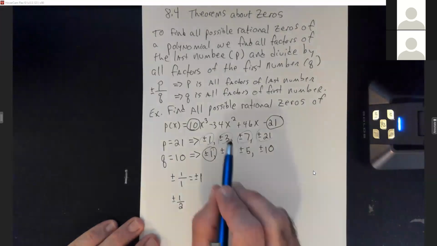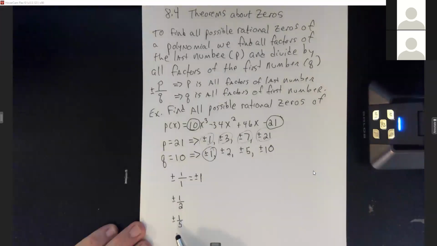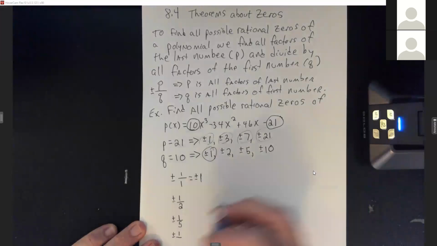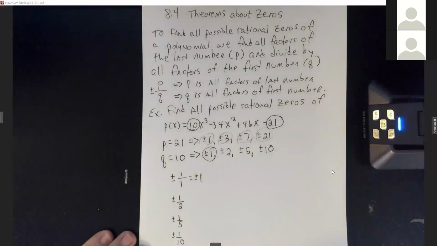Then I take my 1, and I divide by the next Q, which is a 5. All right, that doesn't reduce, so then I take my 1, and I divide by the last Q I had, which was a 10. All right, that does not reduce.